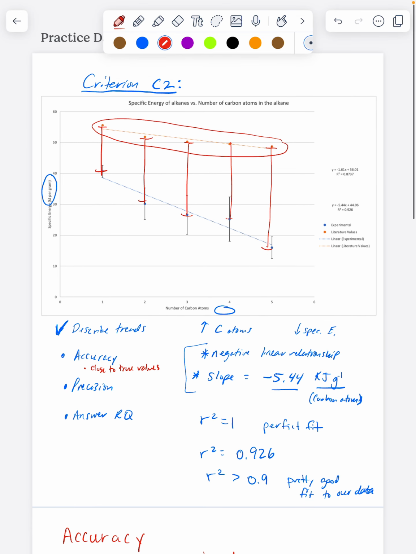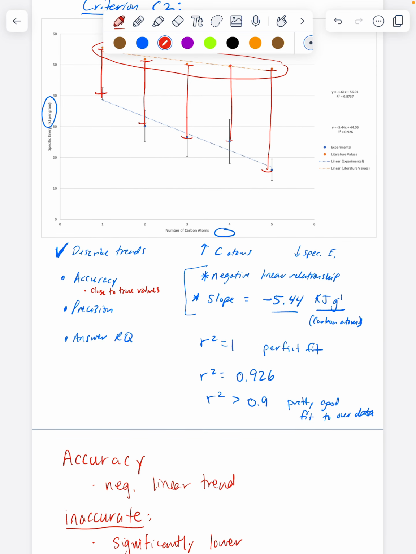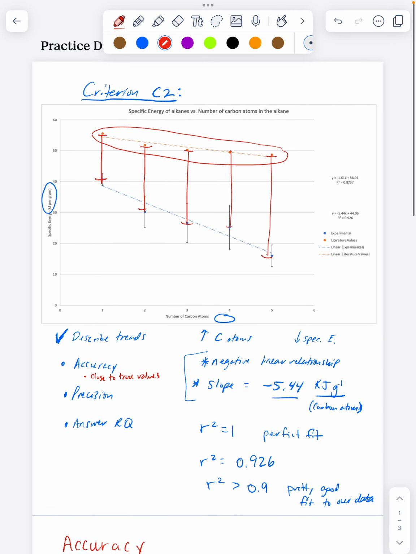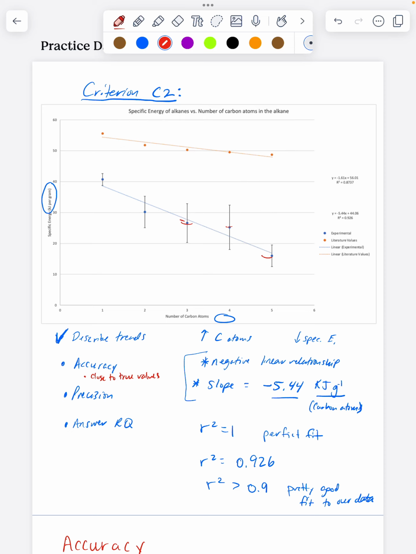But we've got the literature values to compare to for accuracy, and so we can point out some aspects of our data that are accurate and some aspects that are inaccurate when we compare to the literature values. Okay, now since I want to focus on precision, I'm going to get rid of this. There we go. I'm going to talk about precision.